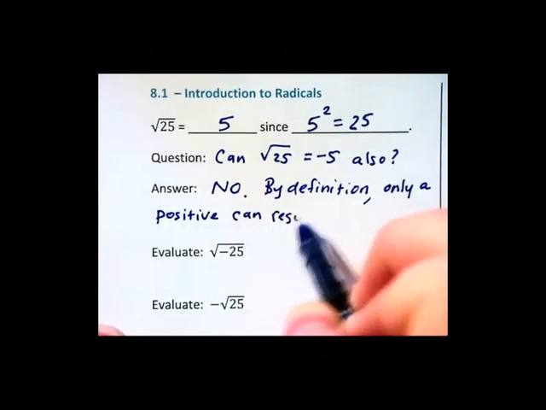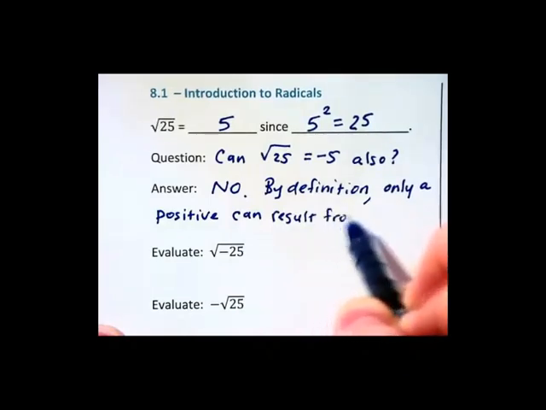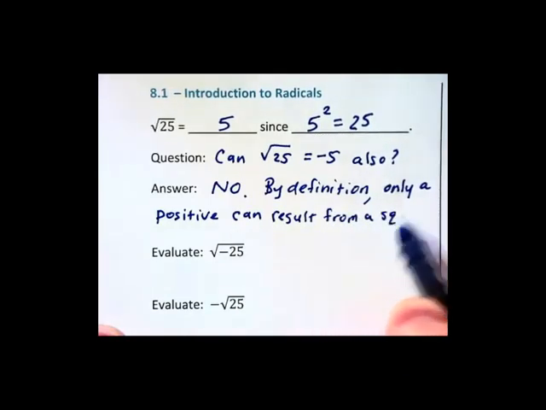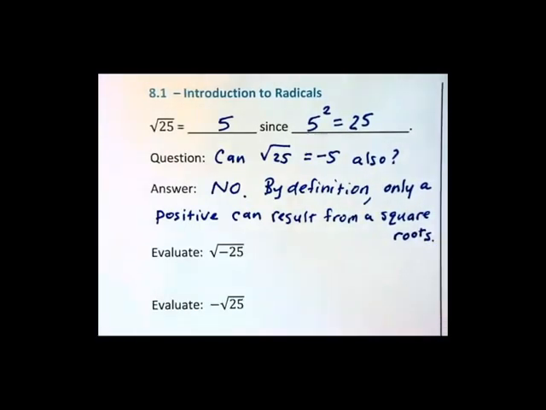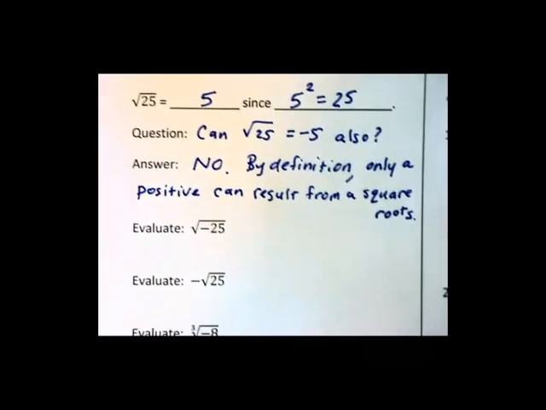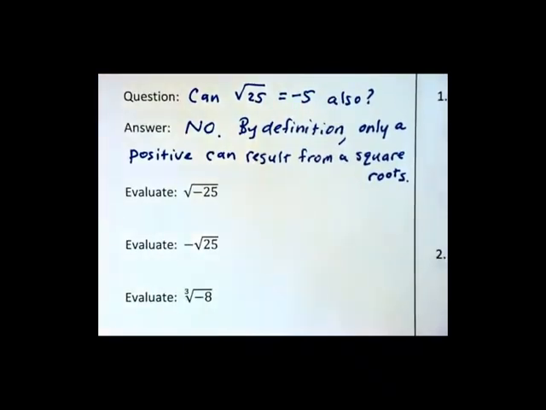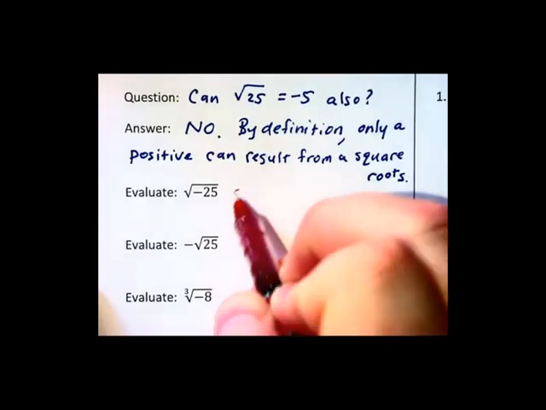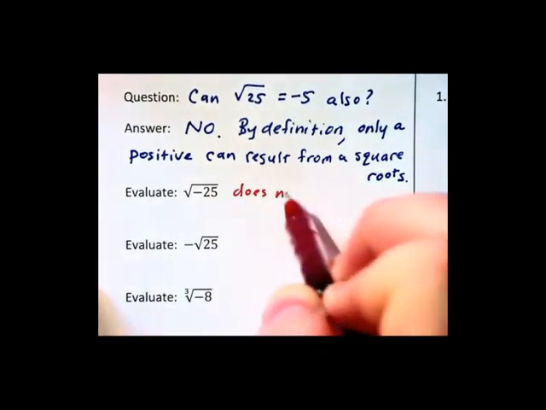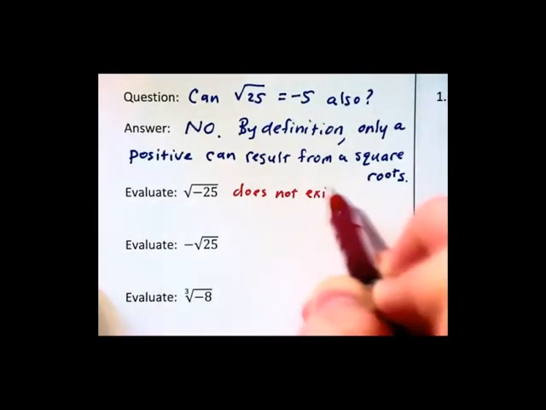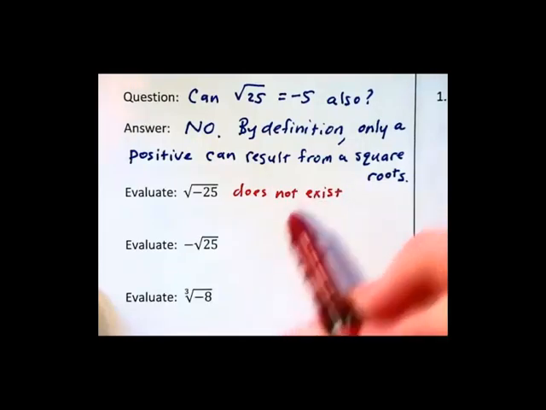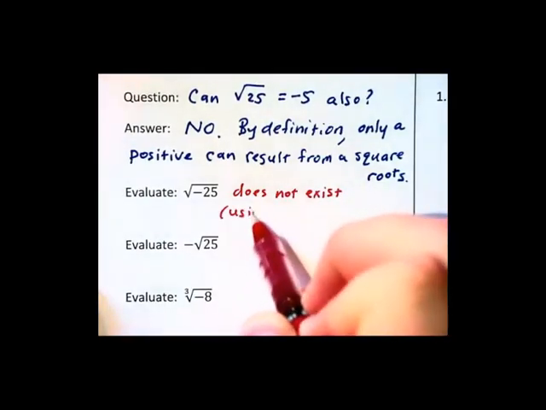Result from a square root. Now, there are different types of root, so I specify square roots in this case. After we ask that question, we then want to know what is the square root of negative 25. And the answer is that does not exist. And I'm going to qualify that also, saying it does not exist using real numbers.